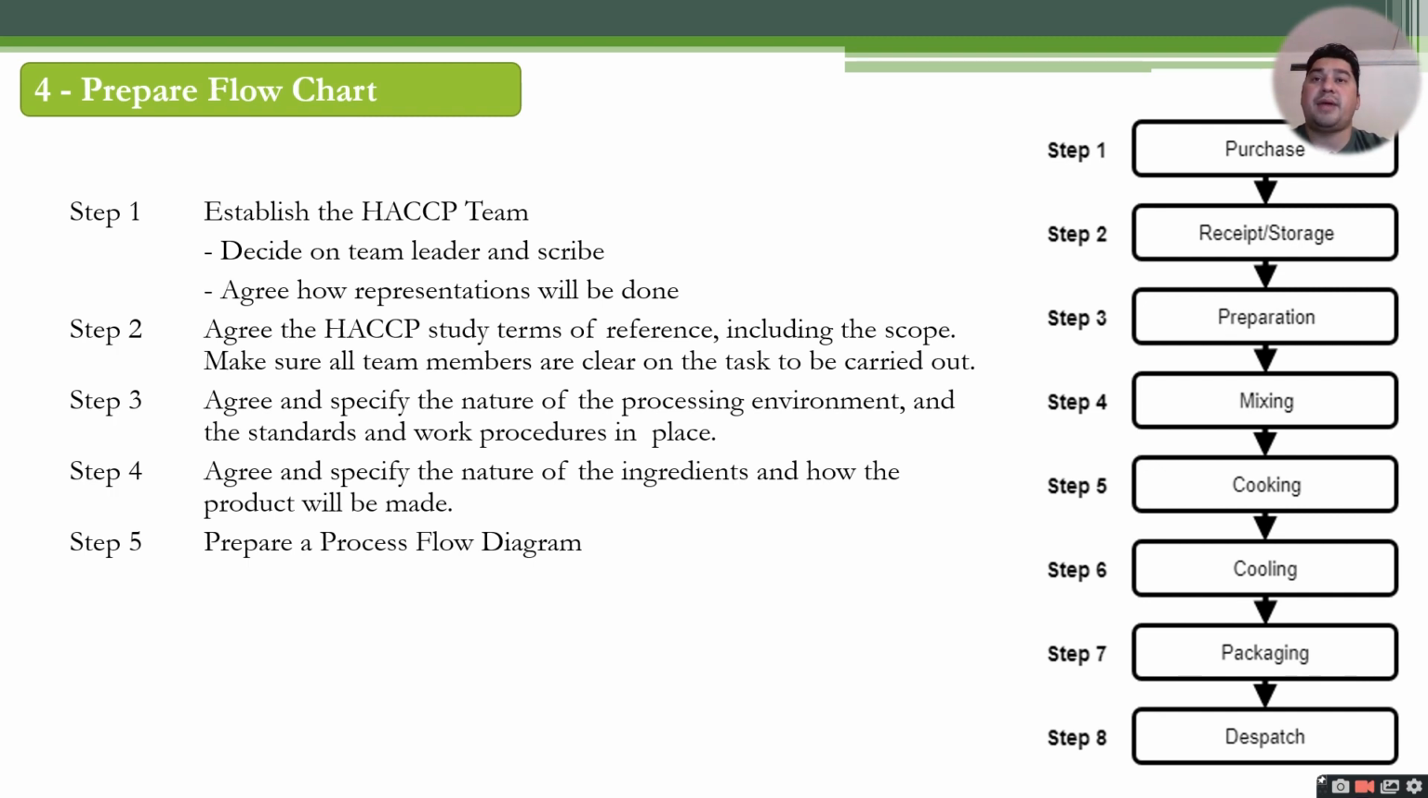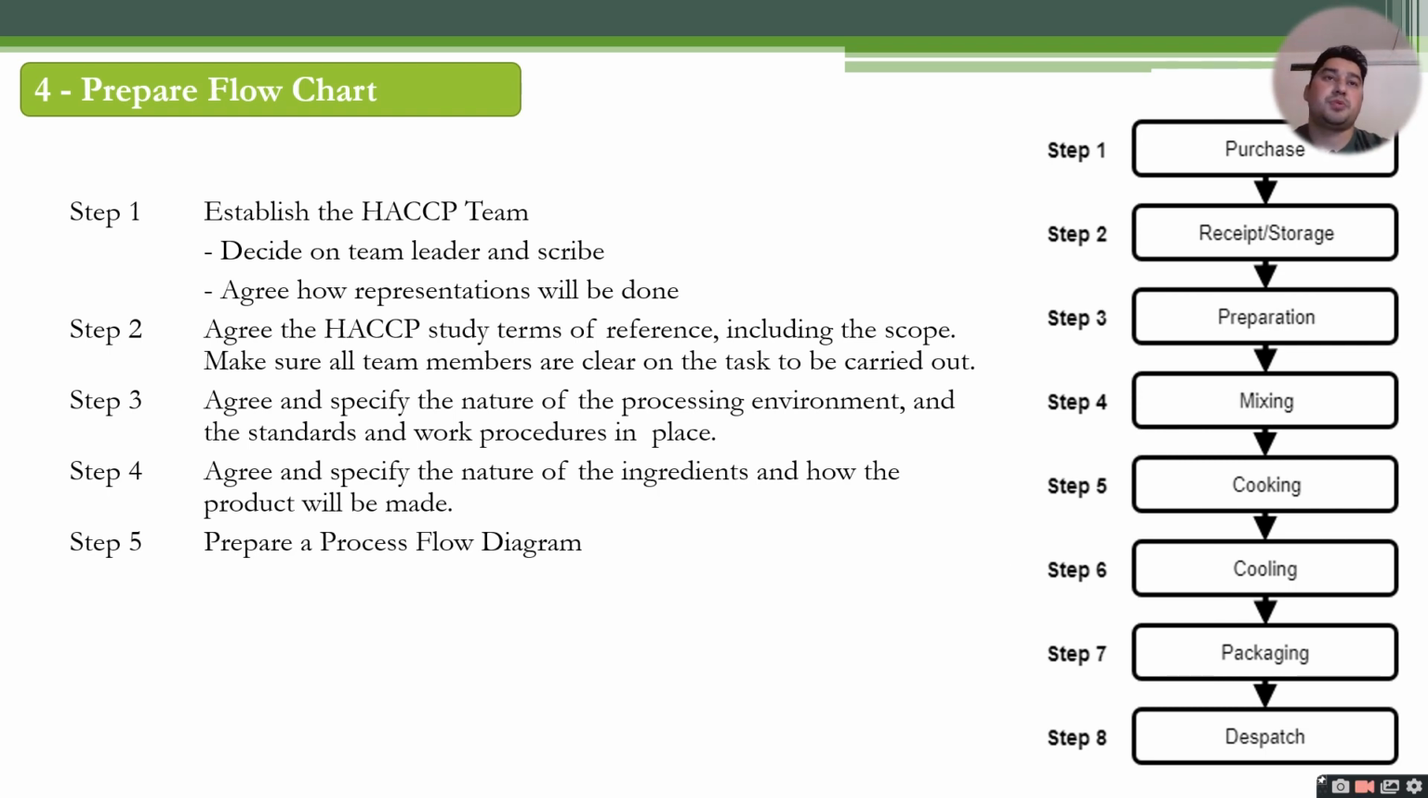Third, agree and specify the nature of the processing environment and the standards and work procedures in place. Fourth, agree and specify the nature of the ingredients and how the products will be made, and prepare a process flow diagram. A process flow diagram is nothing else than the sequential, stepwise diagram which will tell you what you have to do after each process.